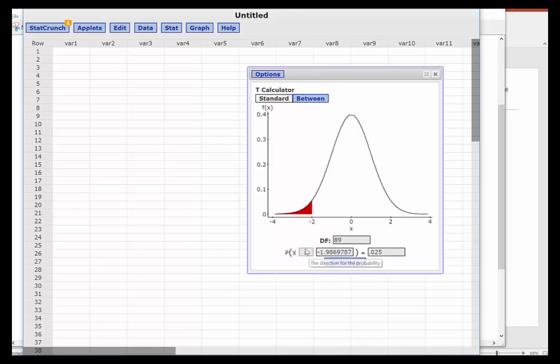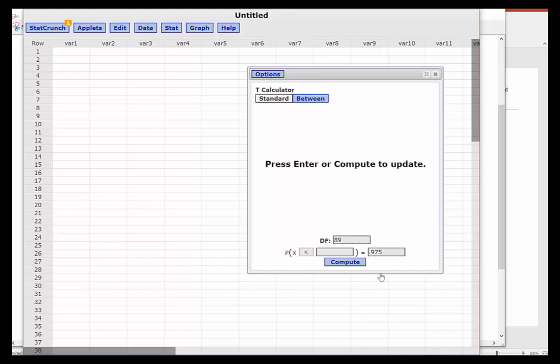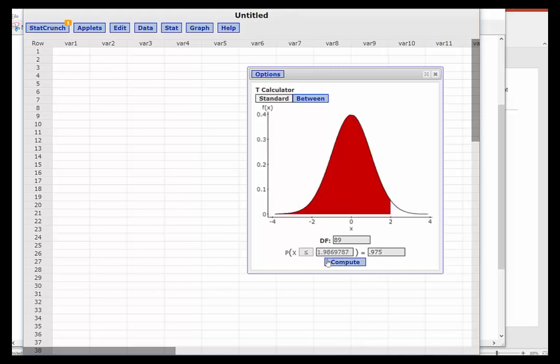Click compute, and this less than sign gives us the shaded area to the left. We specified 0.025, and that t value then would be minus 1.987 if we round to 3 decimal places, or minus 1.99 if we round to 2. We could find the opposite of this value, the positive value, by filling in 0.975, which is 1 minus 0.025, in this box. And we get the same value, only positive, which is to the right of the mean, with the area shaded to the left.